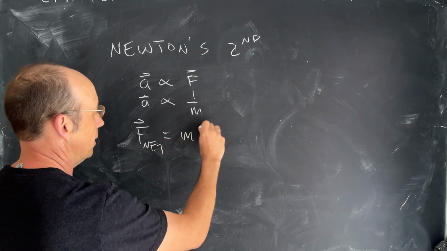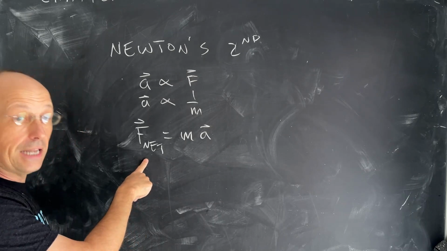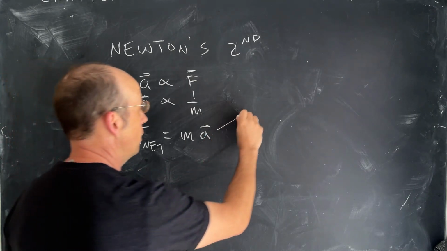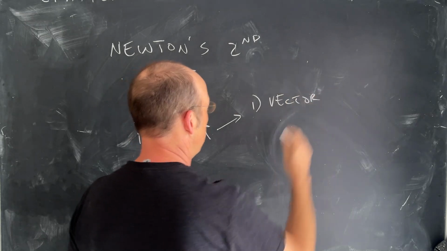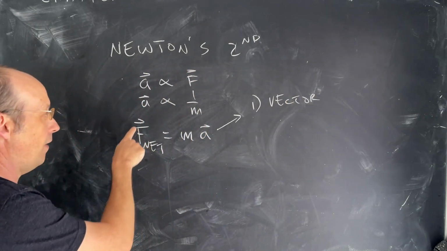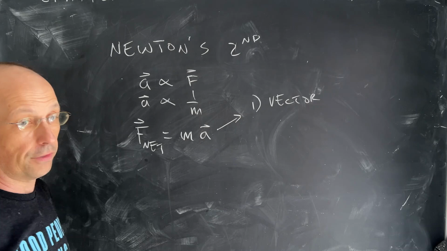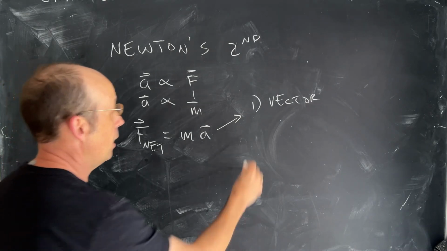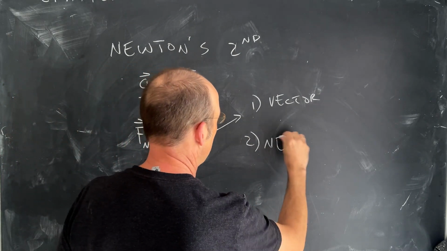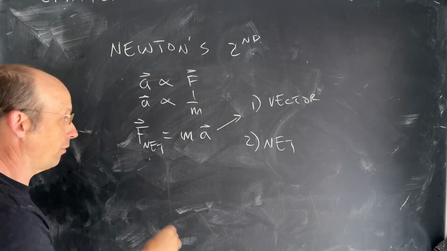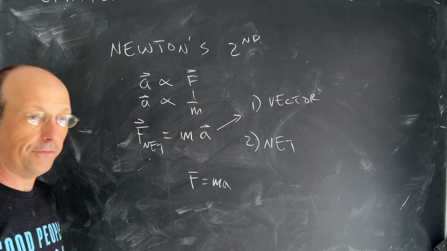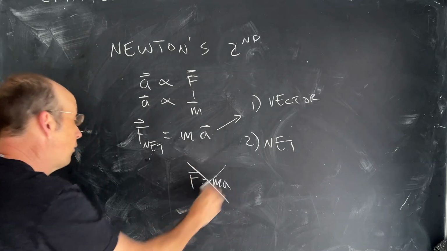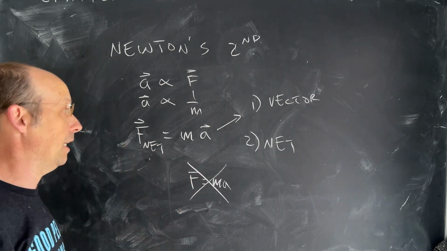equals mass times acceleration. Now, there's two things that people get wrong here. The two things are, one, it's a vector equation. So you have to put the vector over force, the vector over the acceleration. Mass is not a vector. And number two, net. It's the net force. If someone just says, oh, fun, haha, I'm a cool physicist, F equals ma. No, that's not really good. It's not a vector equation. It doesn't have net force.